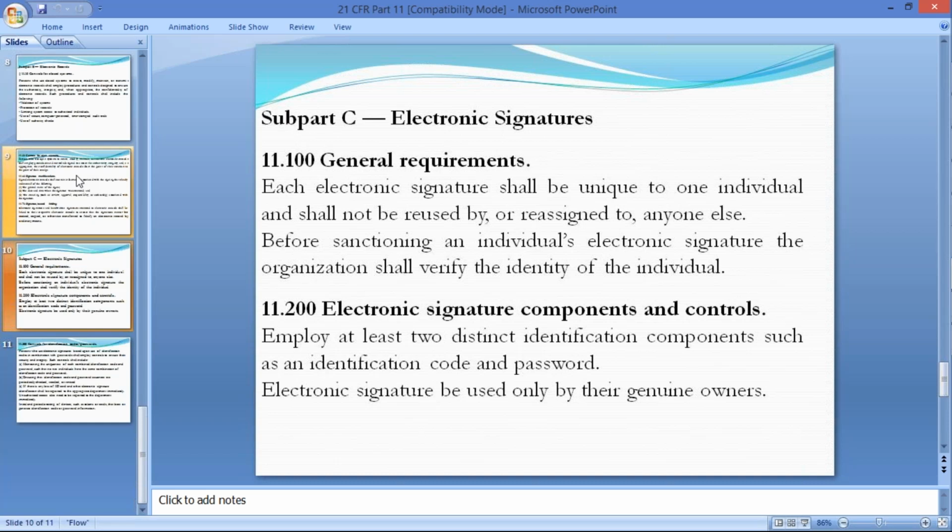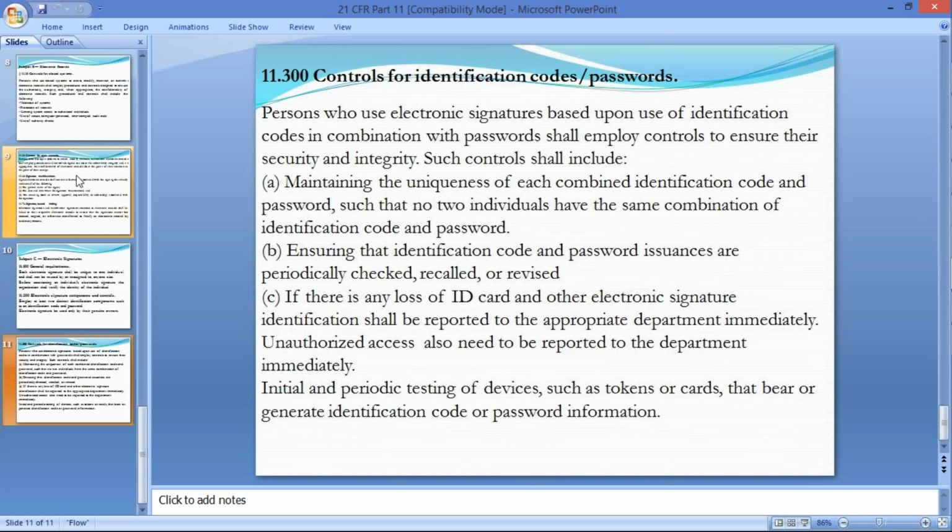At least two components, like ID and password, so that the signature is used only by the genuine owners. Electronic signatures not based on biometrics must employ at least two distinct identification components like ID and password, and can be used only by genuine owners. You can see the controls then.